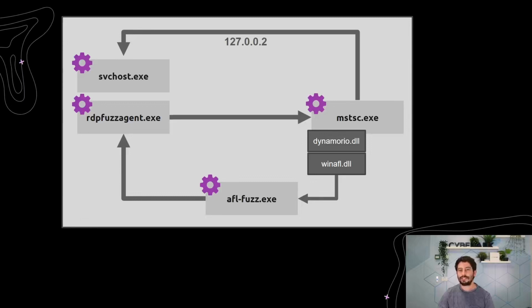Now, the difference is that we used MSTSC, instead of connecting to a remote server, to connect to localhost. So it's connecting to the same machine. And then AFL Fuzz can simply send the messages to our fuzz agent on the same machine, and it will direct those messages to the target as if they came from the server side of the RDP. And the upshot of that is that we can run many instances of this fuzzer and target concurrently on the same machine.